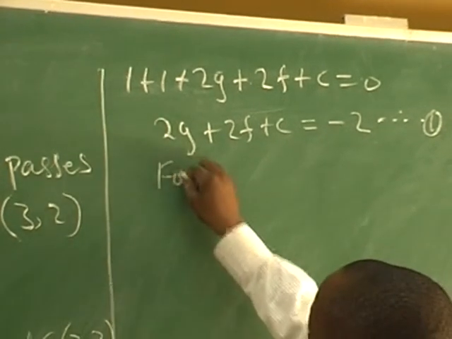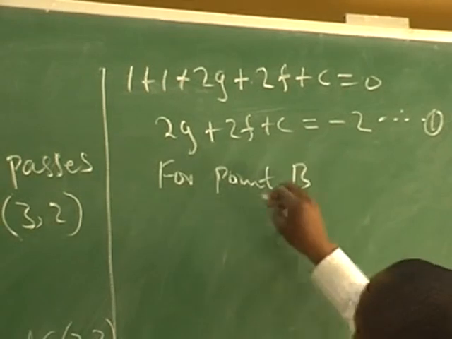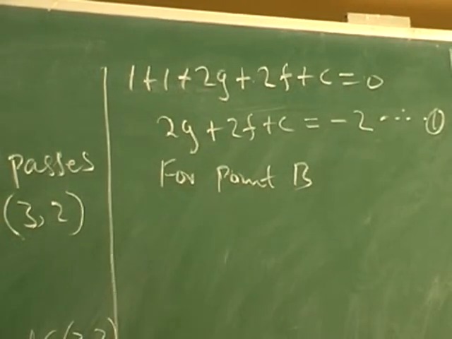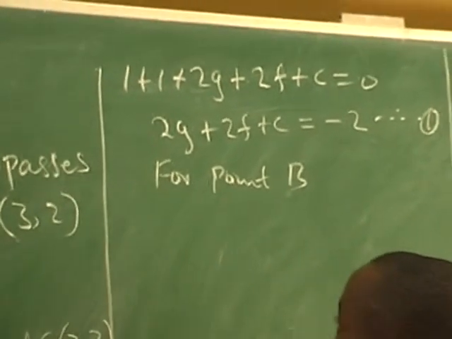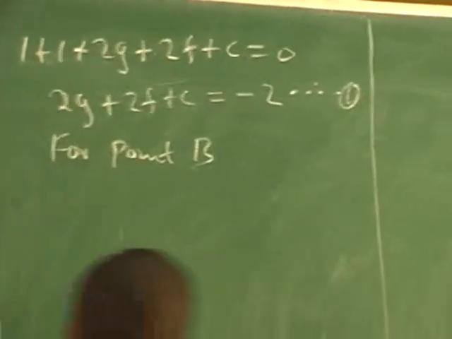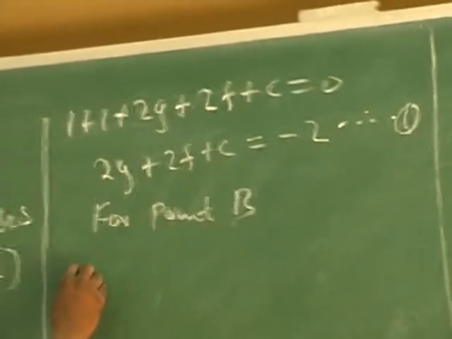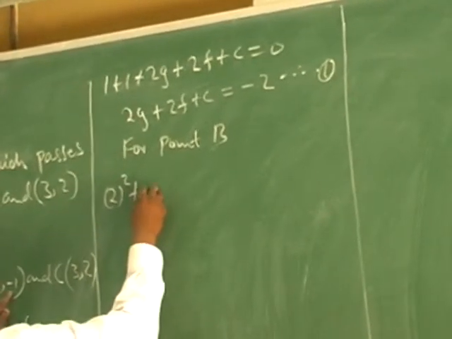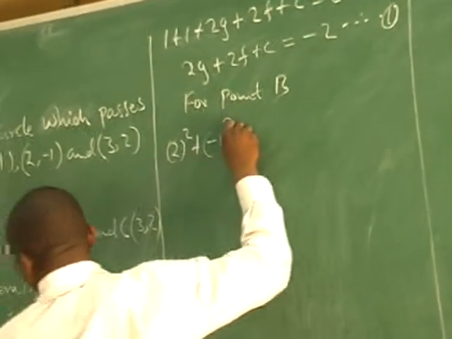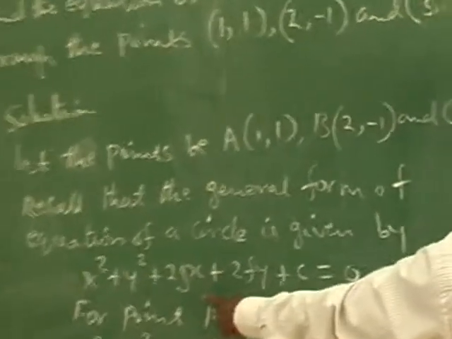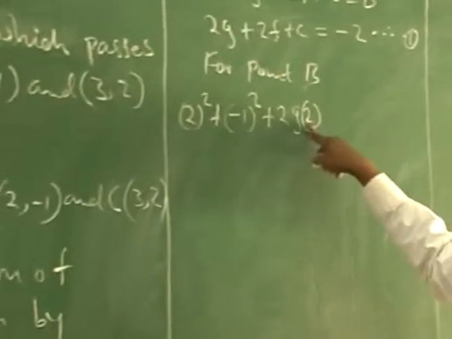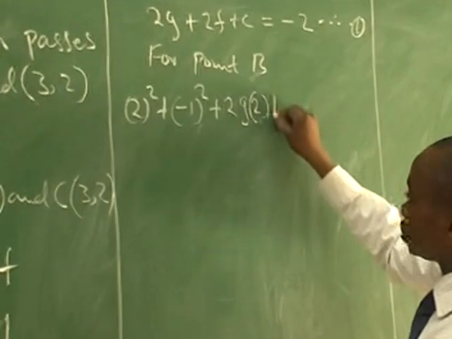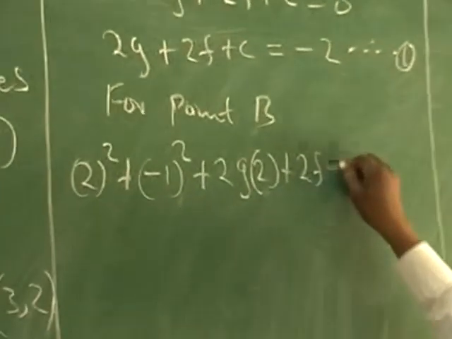We can also look for point B. For point B, which is this particular point, when we substitute it in the general form of equation of the circle, we will have, this coordinate is 2, so we have 2 squared plus this minus 1 squared plus 2g, then we put 2, which is the coordinate of x, plus 2f, then we put minus 1, which is the coordinate of y, in the place of y, plus c is equal to 0.